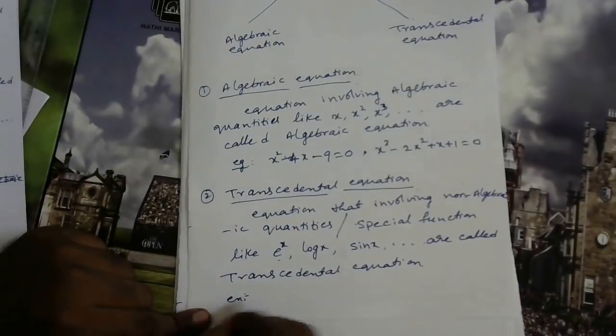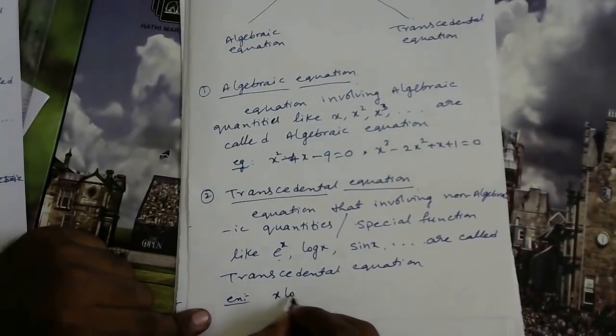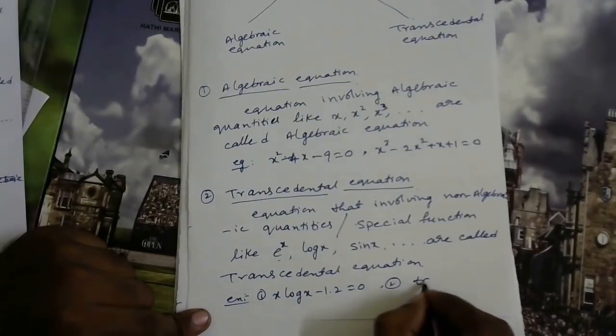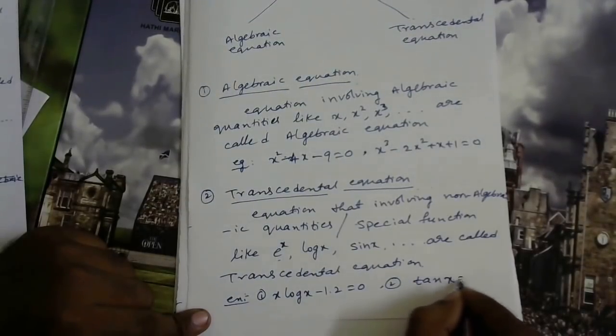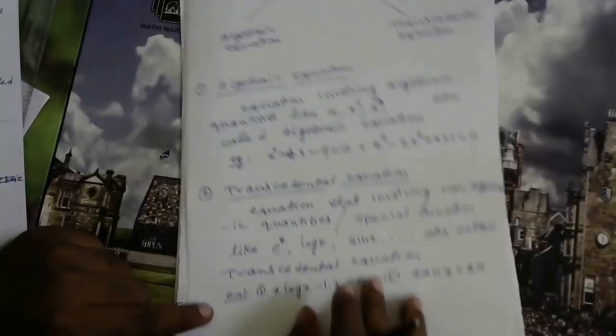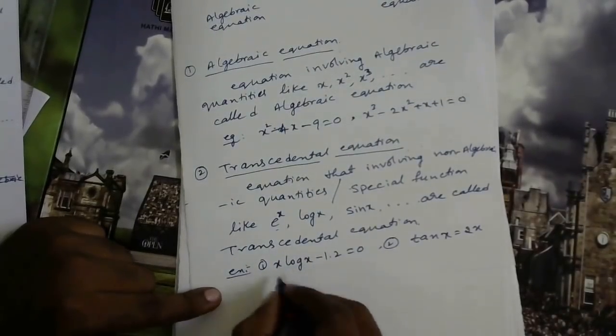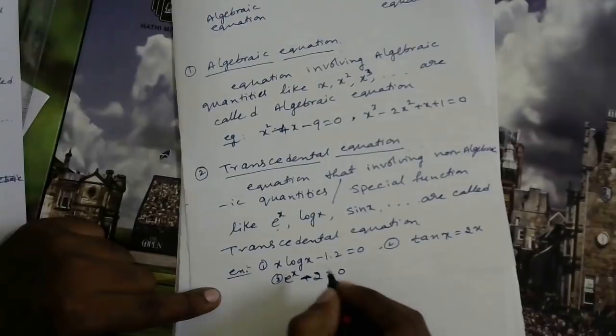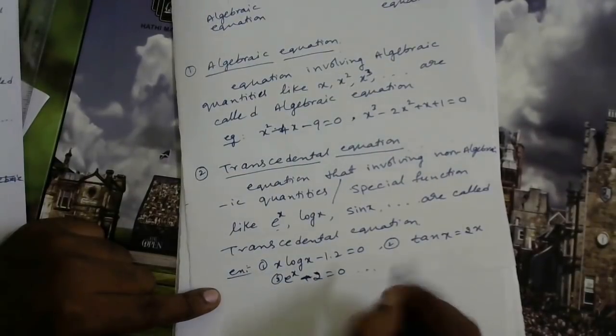Examples: here if you have log x into log x minus 1.2 equals 0. Another one is tan x equals 2x, and e to the power of x minus 2 equals 0, and so on.